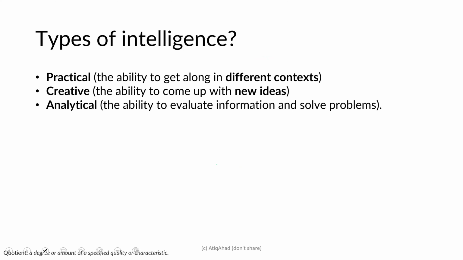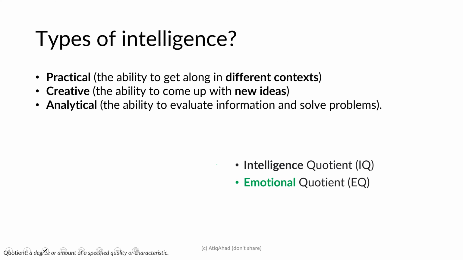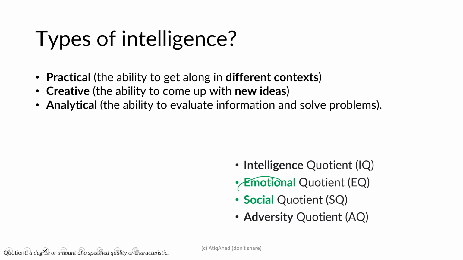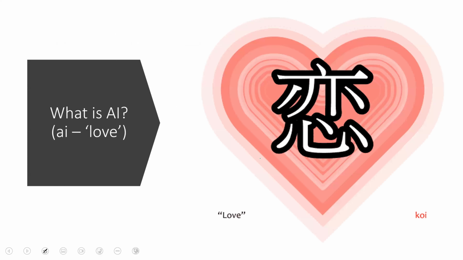But what are the different types of intelligence? Practical, creative, analytical. So the ability to get along in different contexts, or being creative with new ideas, or having the ability to solve problems. And we know of different kinds, like emotional, social, adversity, and the IQ. So these are the different kinds of intelligence.